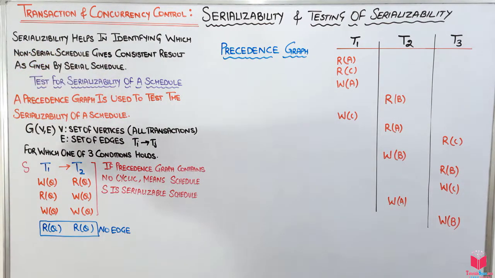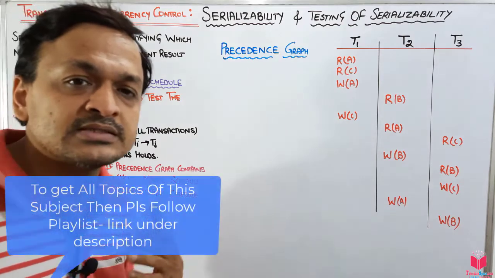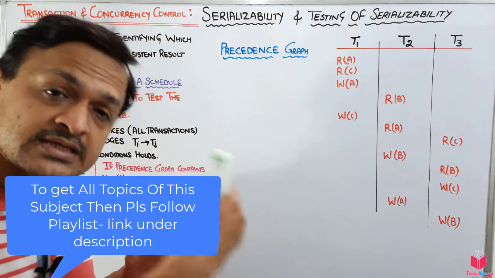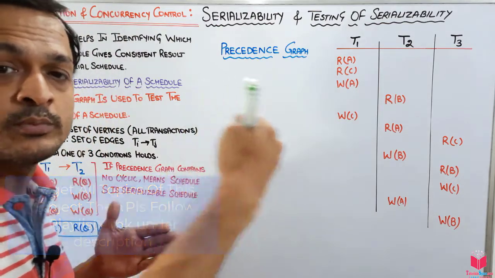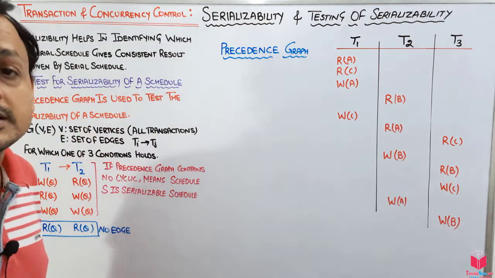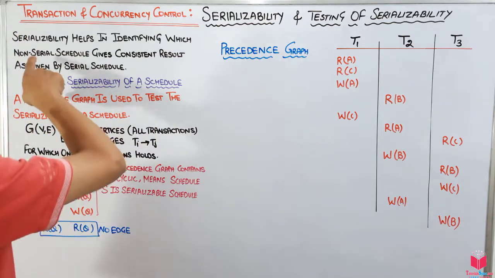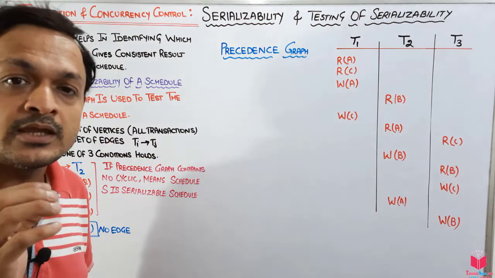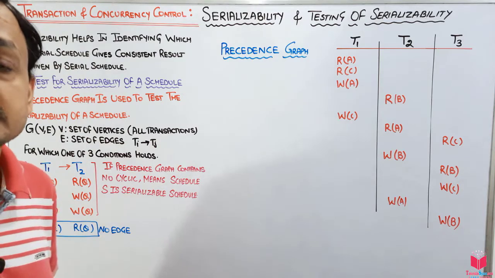Serializability helps in identifying which non-serial schedule gives a consistent result as given by the serial schedule. So serializability is a process or a concept by which we can find whether a non-serial schedule is going to give us a consistent result as given by the serial schedule. When we discussed the non-serial schedule, which runs the transactions concurrently, we saw that the results will not all be consistent.